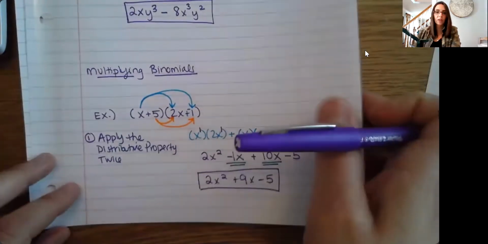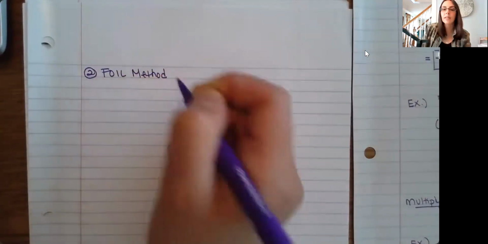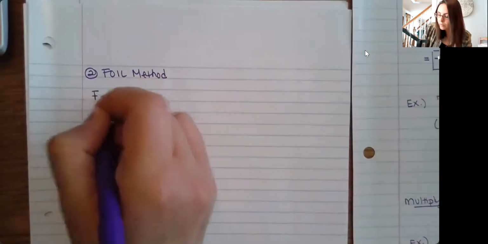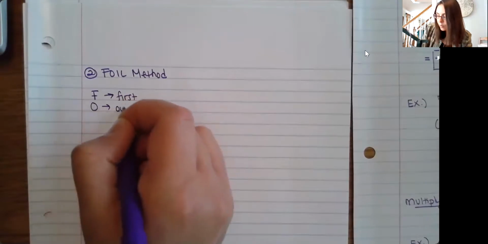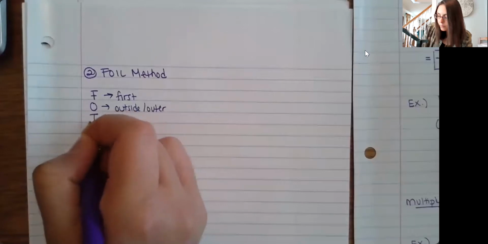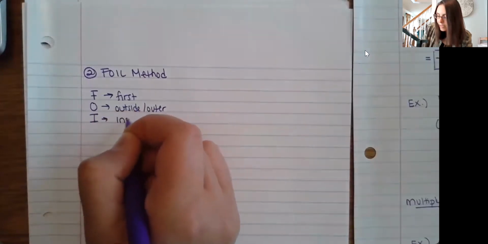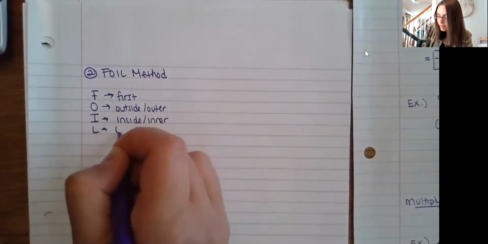All right, so that's the first strategy, is just to distribute twice. Now, your second strategy is called the FOIL method. And FOIL is an acronym. So F stands for first, O stands for outside, or I've heard it also as outer, I stands for inside or inner, and then L stands for last.